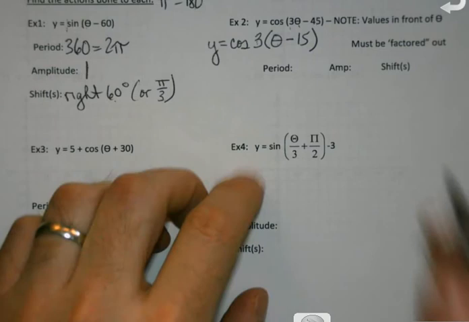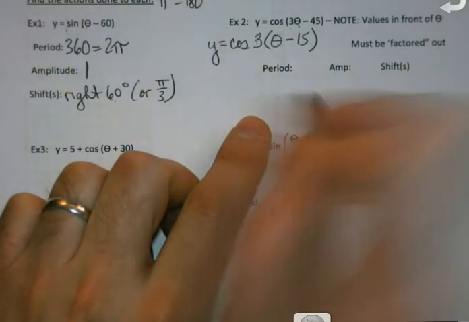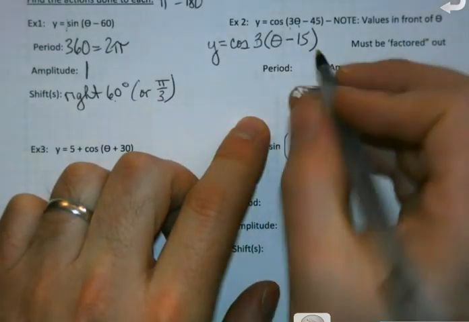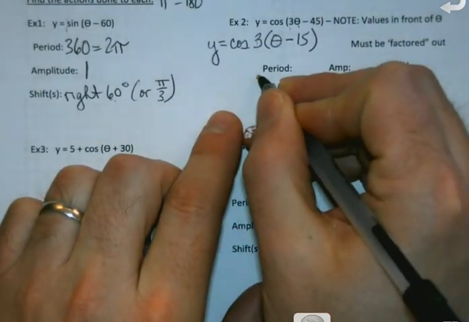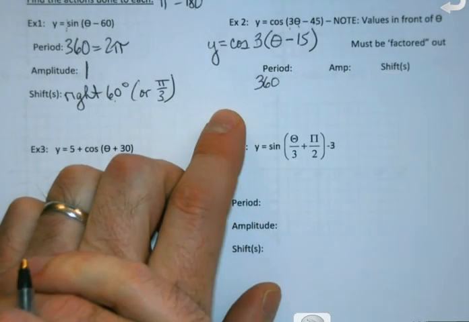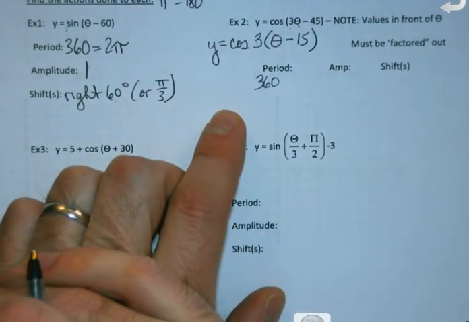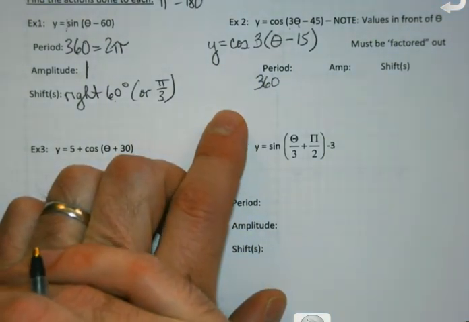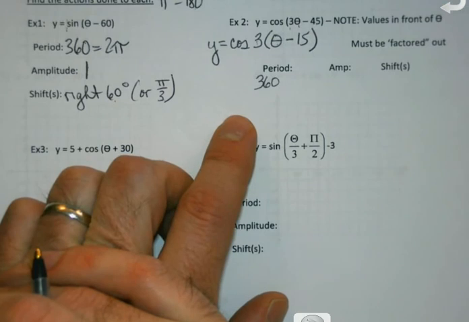I don't know if this question is stupid or not, but can the amplitude be different numbers? Like if there was a 2 and a negative 3? No, nope. Amplitude will always be the same going both directions.